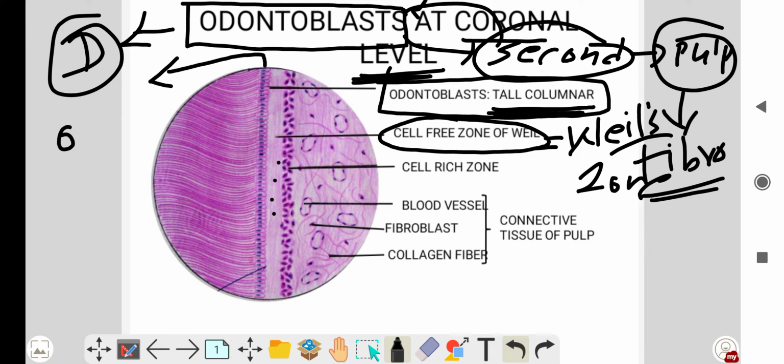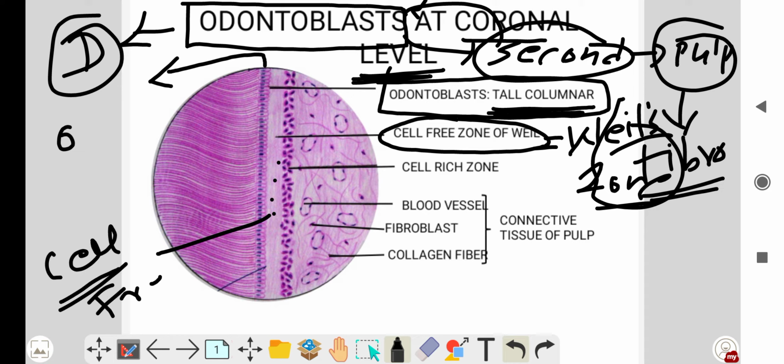What is the importance of this cell free zone? The cell free zone provides the space during the formation of dentine. It provides space for the odontoblastic cells to move this side during the formation of the dentine. These cells deposit dentine here; they form the dentine on this side and move to this side. So the cell free zone provides the space for movement of odontoblasts.